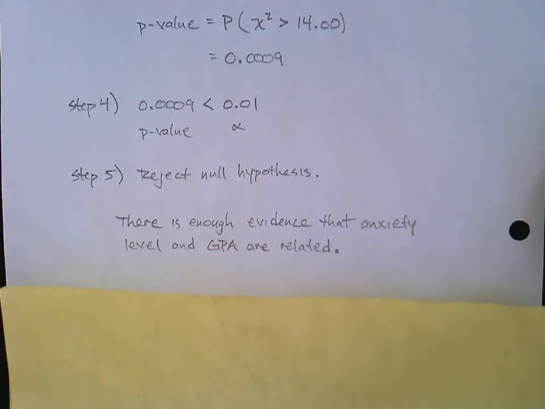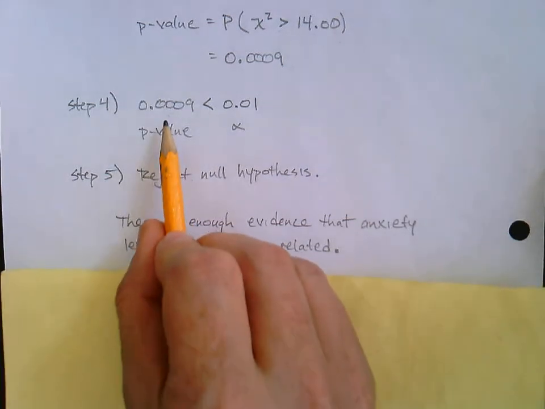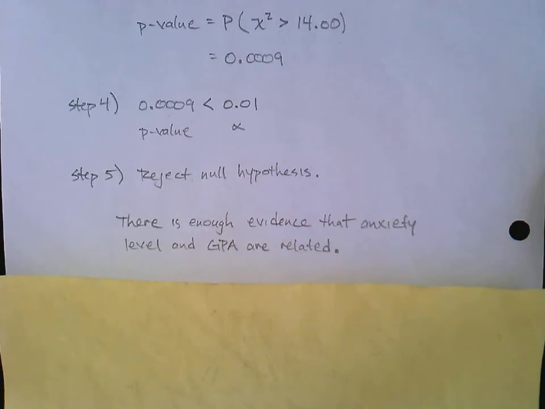And if you're thinking about an interpretation, of course, we say there is enough evidence. There is enough evidence that what? Well, we just repeat that alternative hypothesis. There is enough evidence that anxiety level and GPA are related. Maybe that does not come as a big surprise. Our data backs it up. That is strong evidence too, 0.0009. That's pretty good.